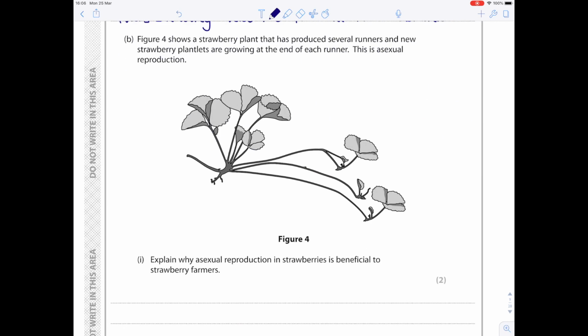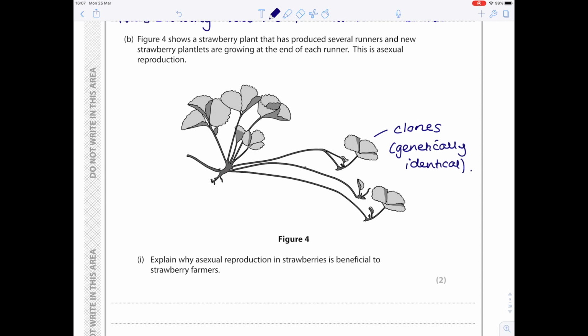Figure 4 shows a strawberry plant that has produced several runners and new strawberry plantlets are growing at the end of each runner. This is asexual reproduction. Explain why asexual reproduction in strawberries is beneficial to the strawberry farmers. So this is when you don't have pollination and the strawberry plant can produce its own runners, and these are actually clones, so they are genetically identical to the parent plant.